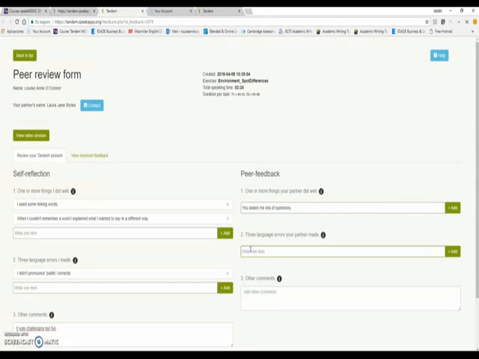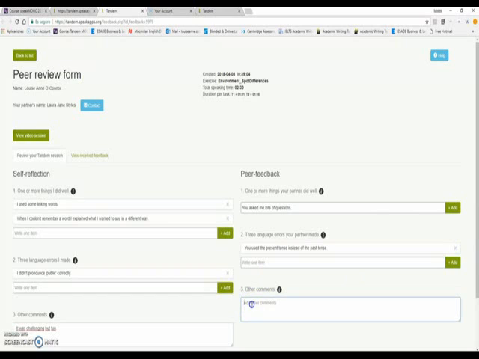Then move on to 3 language errors your partner made. My partner used the present tense instead of using the past tense at times. So I'm going to let my partner know in the feedback. And if I want to, I can add another point there.